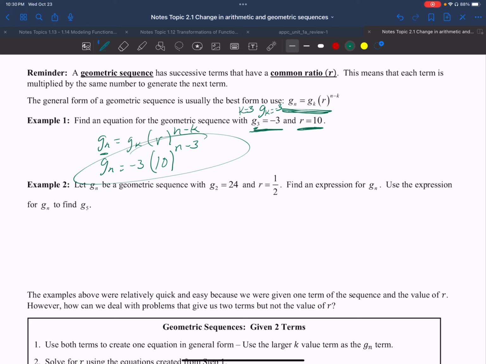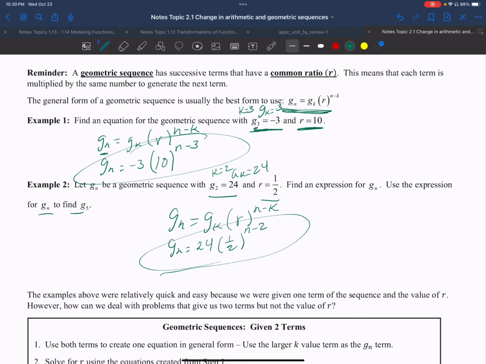Example number 2 is going to be similar to that, where I'm looking for the equation, but I'm also looking for g sub 5. They gave me g sub 2, and they gave me r equals 1/2. So I'm going to start with my equation, g of n equals g sub k times r to the power of n minus k. I know that k is 2 and g sub k is 24. So g of n equals 24 times 1/2 to the power of n minus 2.